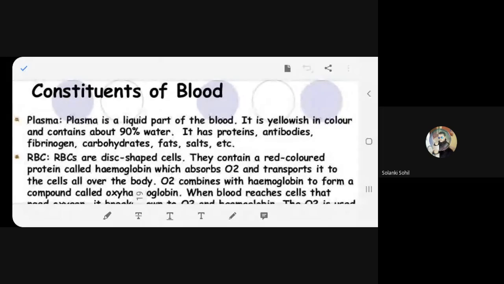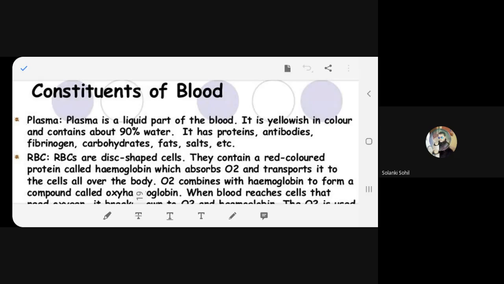Now, the first, the yellow colored liquid, that's the base, is called plasma. It is the liquid part of the blood. What is the color, beta? Yellowish in color, and the majority of it, 90%, is water. Along with the water, it has proteins, antibodies, and all these different things. You need not go through it.